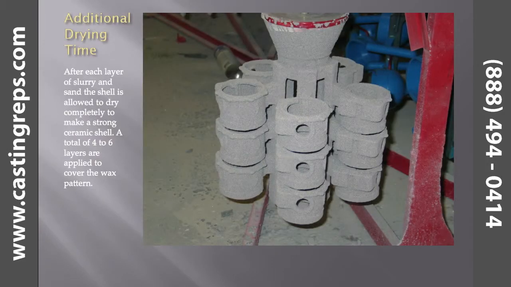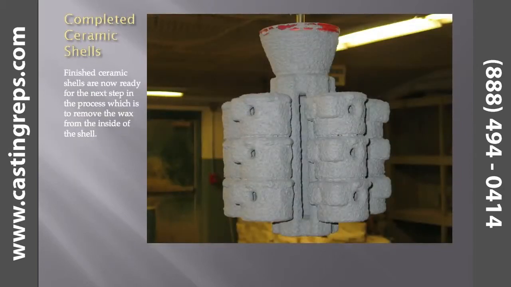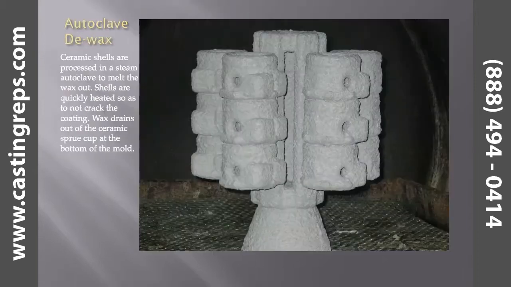Additional drying time. After each layer of slurry and sand, the shell is allowed to dry completely to make a strong ceramic shell. A total of 4 to 6 layers are applied to cover the wax pattern. Completed ceramic shells. Finished ceramic shells are now ready for the next step in the process, which is to remove the wax from the inside of the shell.